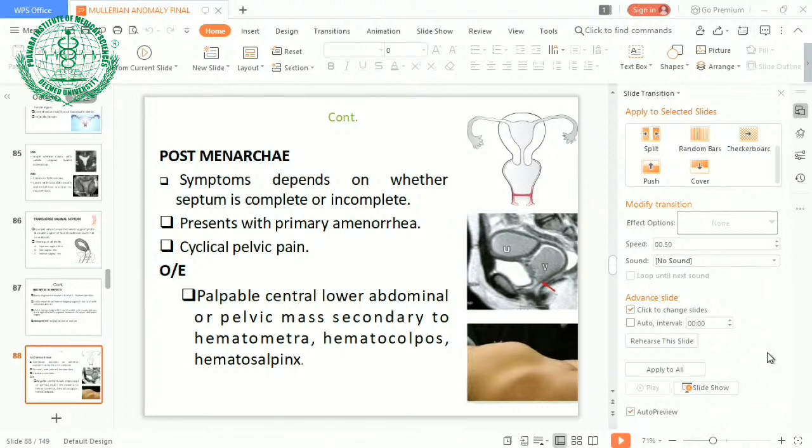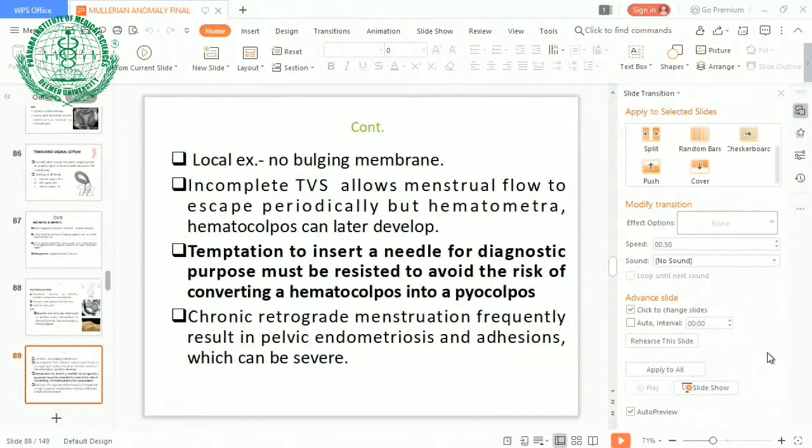Post-menarche, symptoms depend on whether the septum is complete or incomplete. Presents with primary amenorrhea, cyclical pelvic pain, palpable central lower abdominal or pelvic mass secondary to the hematometra, hematocolpos or hematosalpinx. Local examination: no bulging membrane.